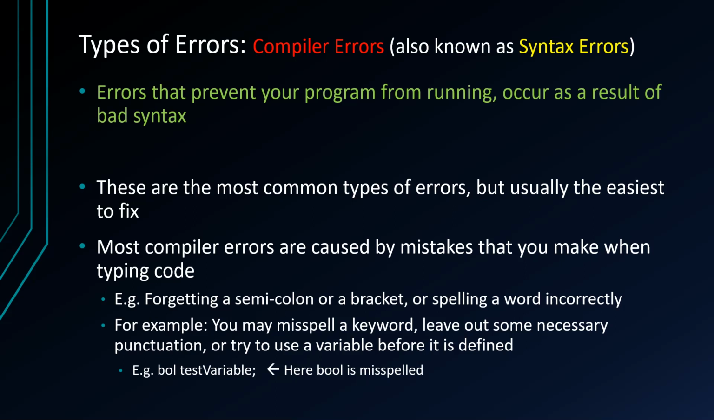So here's a quick little example. Imagine I'm trying to create this variable called test variable, and the data type I chose is bool. Obviously, that should be bool in Java. That would be boolean, right? So we need to make sure that we're specifying the correct type.